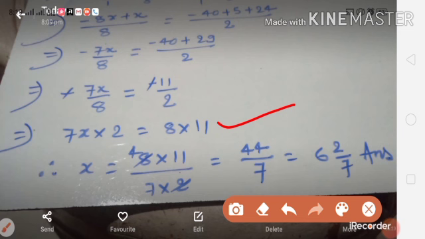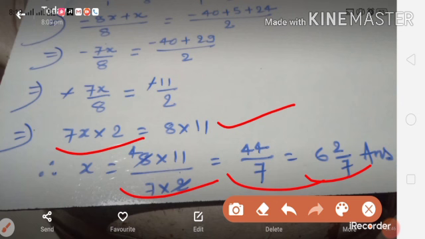Now 7 and 2 will go to the other side, and you see that 7 and 2 are in multiplication form, so they go in division form. So after the fraction bar, in the denominator we write 7 into 2, we can cancel it by 2, and we find 44 by 7. As a result, as an answer we find 6 whole 2 by 7.